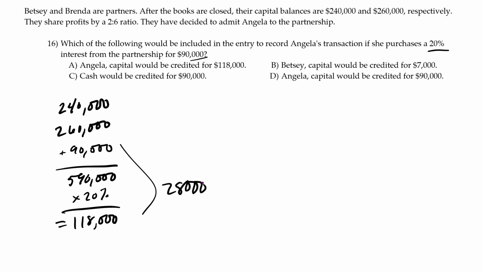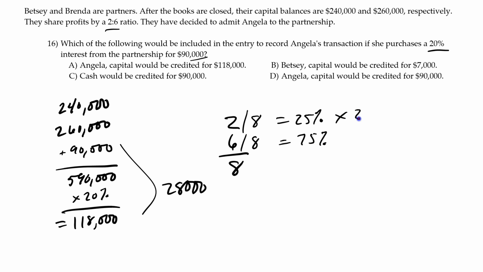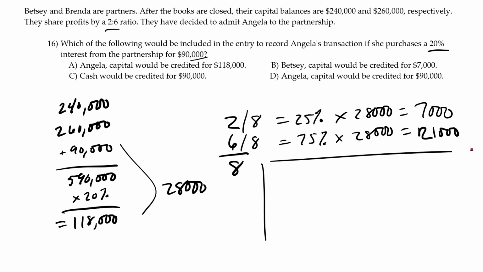So the next step, of course, is to figure out who gives what. And with that, we use the ratio. So 2 to 6 gives us a total of 8. So 2/8 is Betsy, and 6/8 is Brenda, or 25% and 75%. So 25% of the 28,000 is going to come from Betsy, and 75% of the 28,000 is going to come from Brenda. That says 21. Okay. So now let's make our journal entry and then see what the right answer is here.